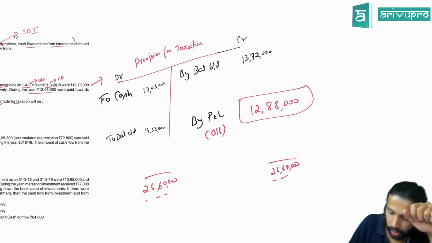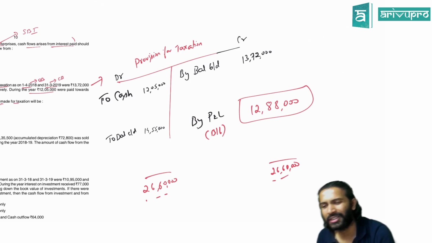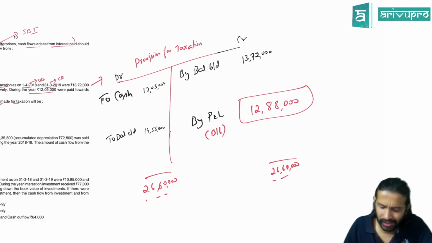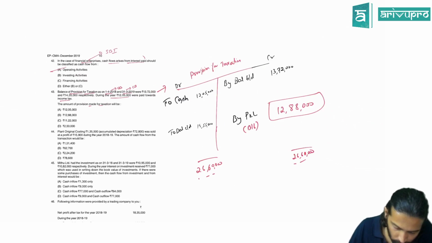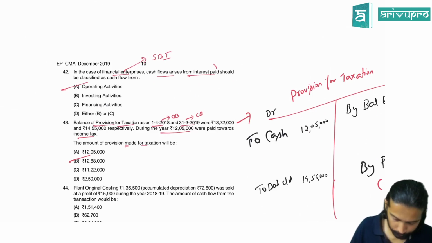That is the provision for taxation that you're making in the current year. Provision means estimated amount of tax. Every year the company needs to estimate tax and then they will pay. I've explained to you in logic how it works, fully. So the answer is 12 lakh 88,000, which is B as in Bangalore.